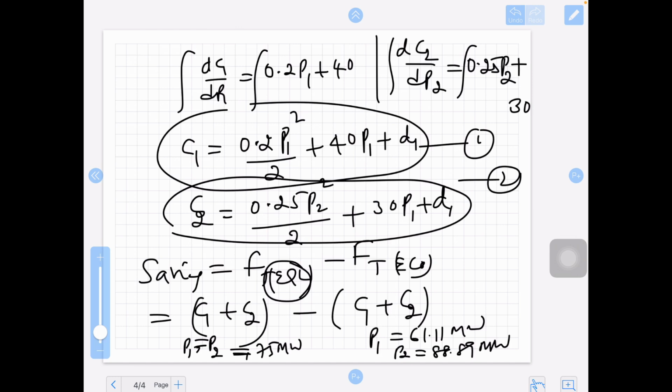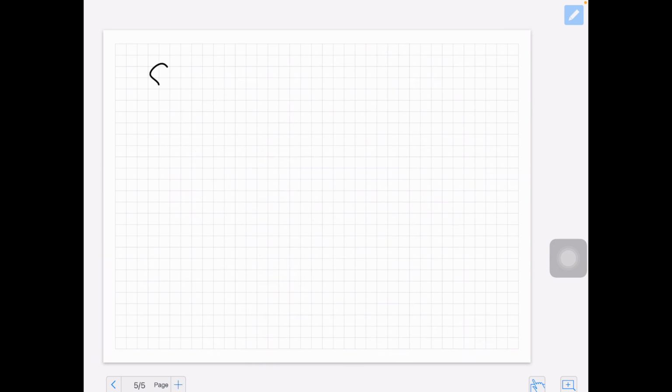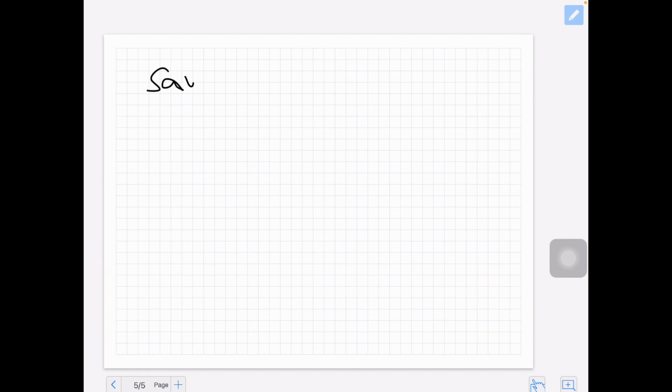So the formulas are there for C1 and C2. The C1 and C2 formulas require P1 and P2 values. In equal load sharing, you have to consider 75 megawatts. In the second term of the C1 and C2 formulas, you have to consider the P1 and P2 values as these. If you substitute, you will get the saving, and the answer here is 43.4 rupees per hour.